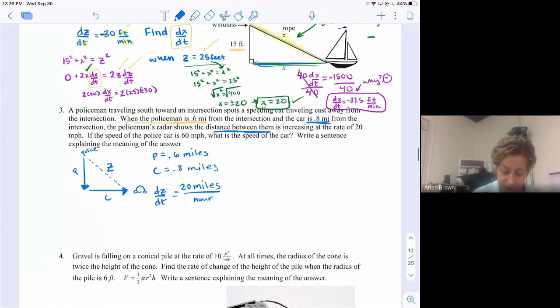So this is all of our given information. And then it says if the speed of the police car is 60 miles per hour, I guess we still have more. So I have 60 miles per hour. Again, the units tell me it's a rate. So when I identify this, I know it's a d something dt. What letter goes on top if this is the speed of the police car? This is d what dt.